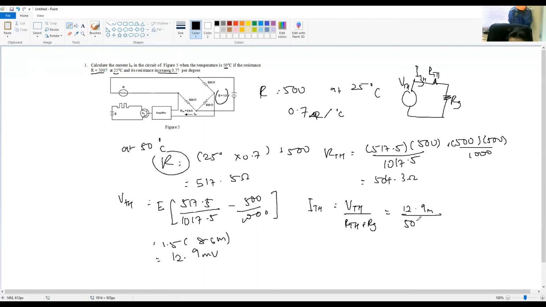Okay, 1.3 ohm plus RG equals to... Okay, so the current equals 2.37 microamp. So that is for current.